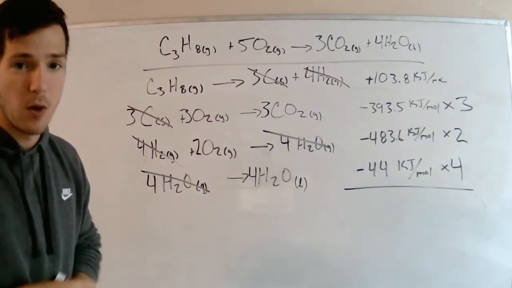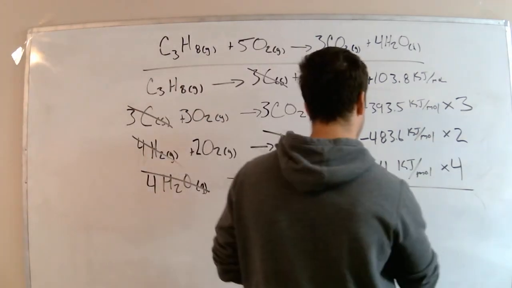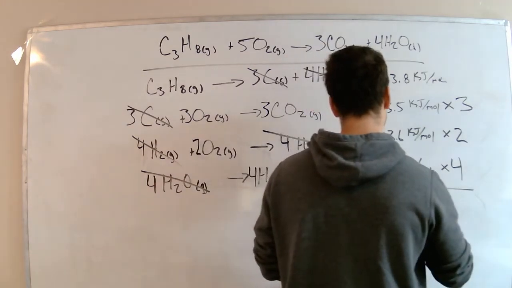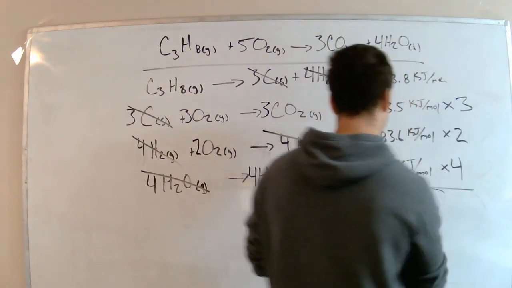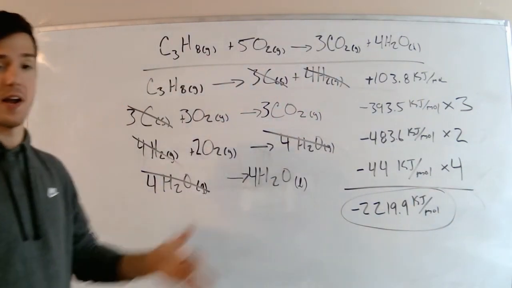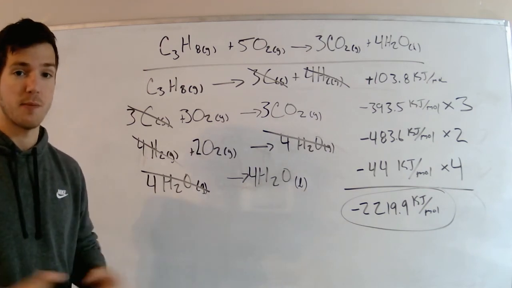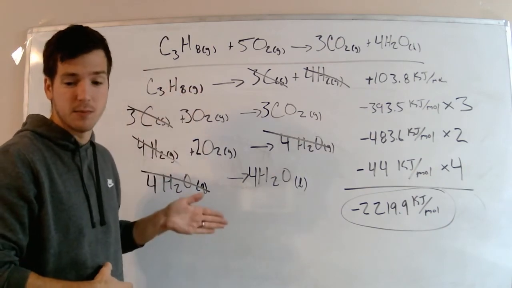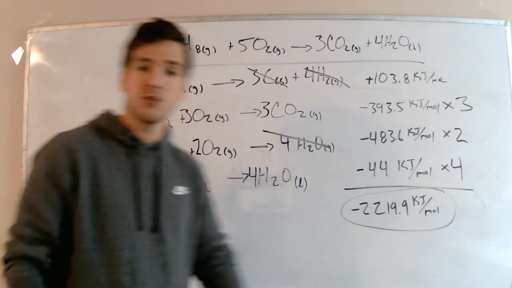add them all up, and you should get an enthalpy of negative 2219.9 kilojoules per mole. Which if I were to ask you exothermic or endothermic, you would say exothermic because it's negative. There are situations where you'll have to halve them. If you have to halve them, then you just halve the enthalpy as well.